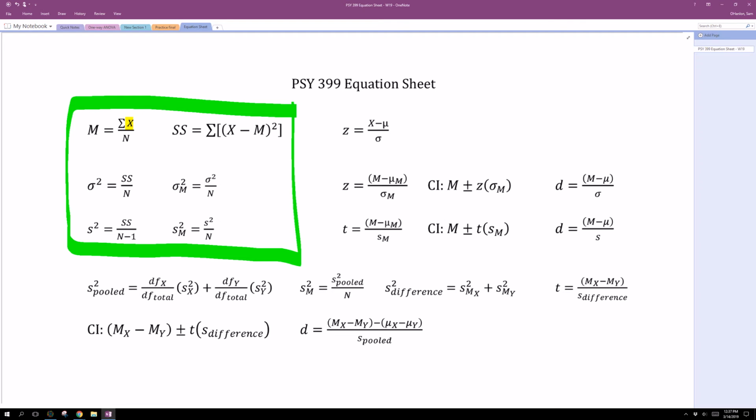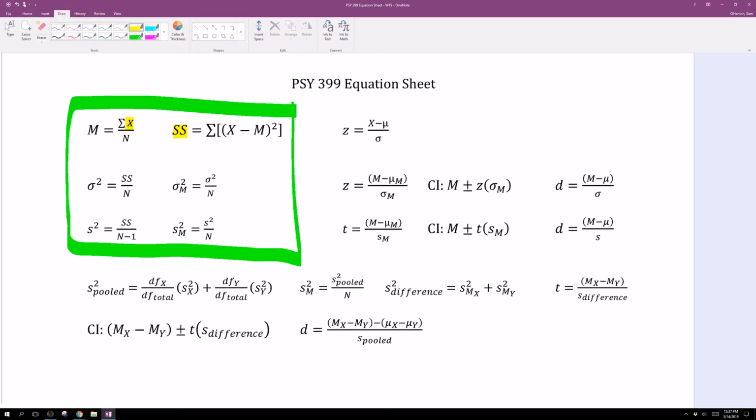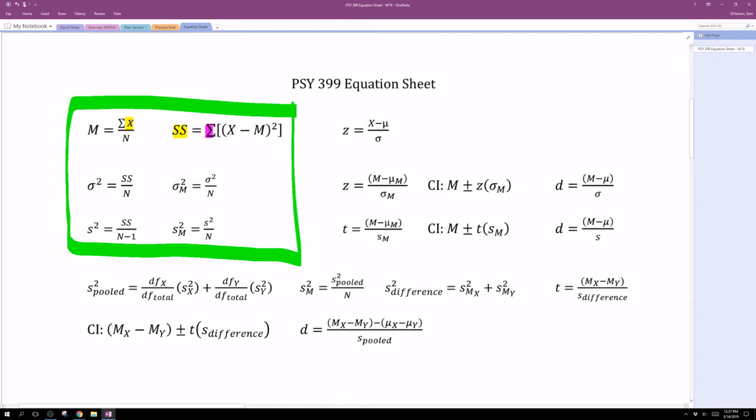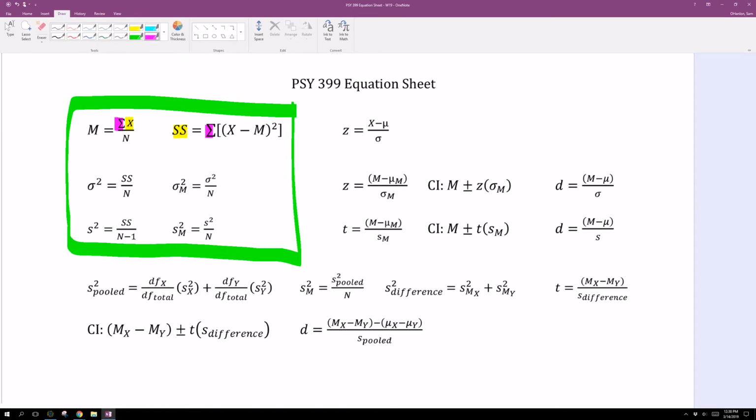Okay, now to get the sum of squares, you take the deviation scores, square them, and sum them all up. So this uppercase sigma character always means add up all the things. Okay, sigma for sum, uppercase sigma for sum. Okay, so you always want to work from the inside out. So you start by taking these deviation scores.